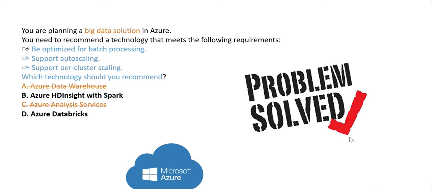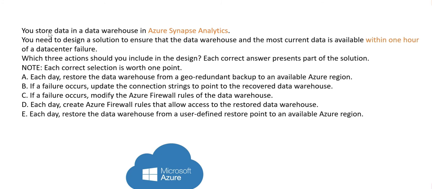So this question says you store data in a data warehouse in Azure Synapse Analytics, and you need to design a solution to ensure that the data warehouse and the most current data is available within 1 hour. So basically, whenever a disaster strikes, there are two parameters for disaster recovery: RPO and RTO. So it's saying that the warehouse should be available within 1 hour of data center failure. So these three actions are required here.